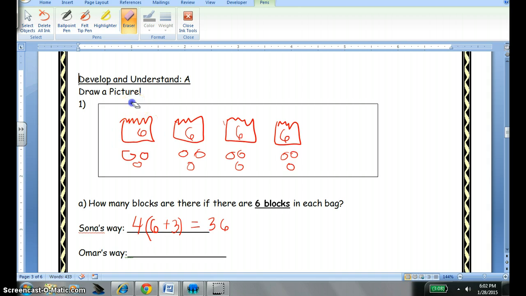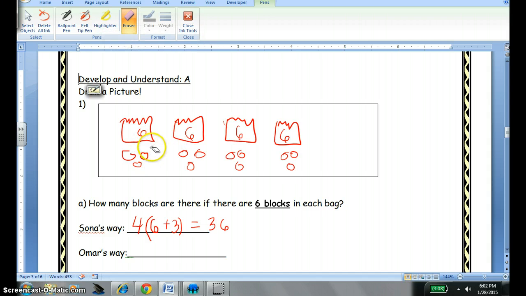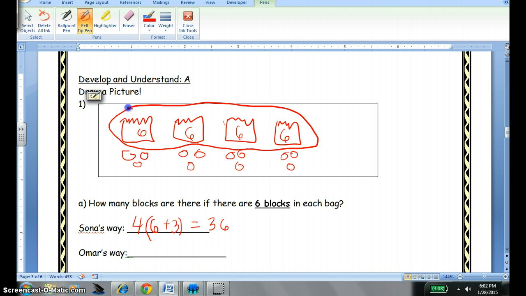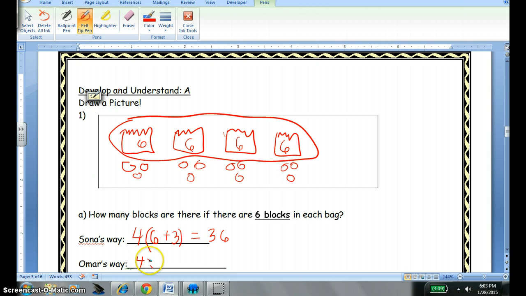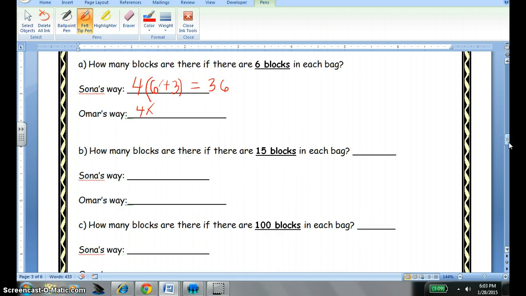Now let's see if I can erase this, and we'll do Omar's way. Omar's way, instead, come on Omar, there we go. Omar's way is he looks at it like this. He's going to look at all of these bags together first. He knows he has 4 sets, and he knows there's 6 in each, so he's going to count up how many are in the bags. This is unfortunate. Hold on, let me try and get this back together here. There we go.